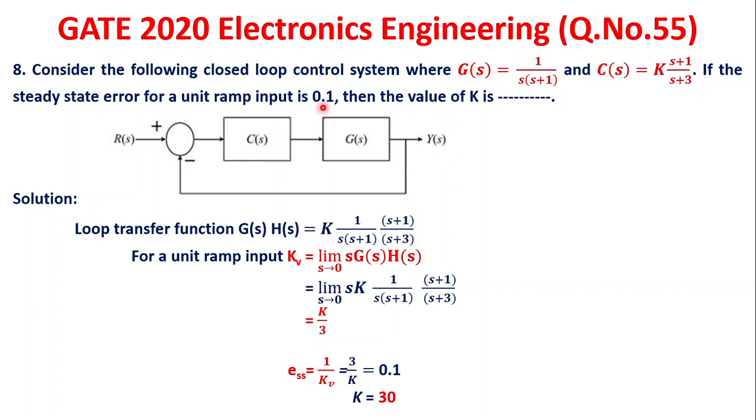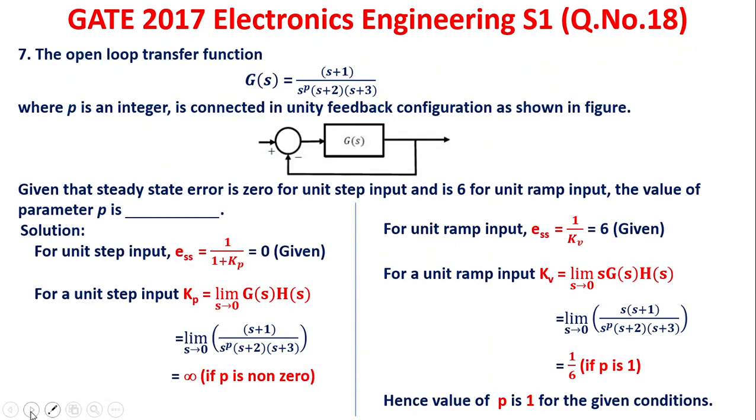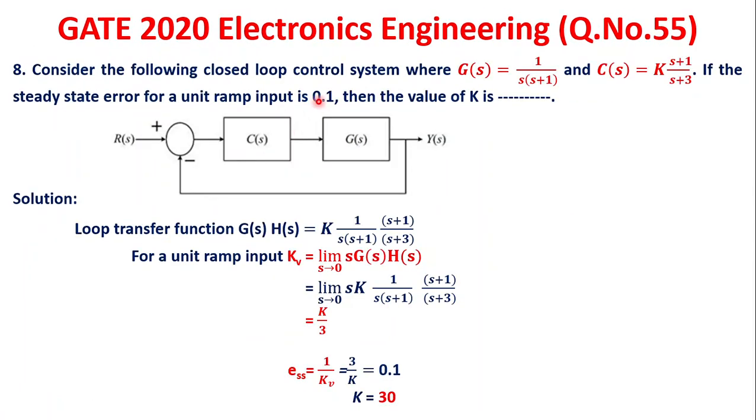Steady state error for a unit ramp input they have given. Like the last problem, only steady state error for unit ramp input they have given as 0.1, that's all. So if it has to be 0.1, then kV should be 1 by that, because steady state error for a unit ramp input is 1 by kV. Therefore, what is kV? 1 by steady state error. That's also that logic we have to use.